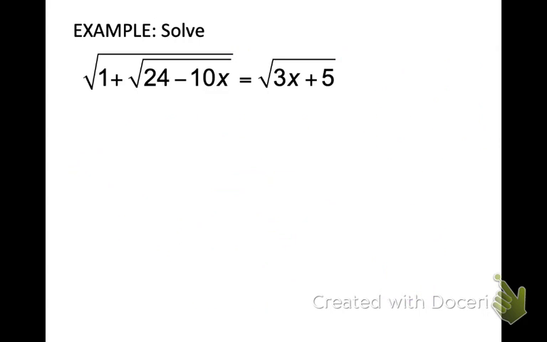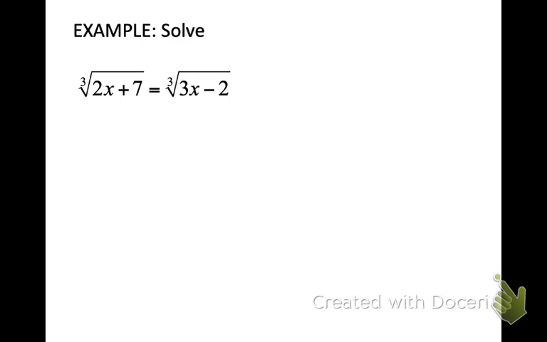All right, so cube roots is just the same process. It's just now, instead of squaring both sides, we would cube both sides. So if you have the cube root of 2x plus 7 is equal to the cube root of 3x minus 2, these are going to be our favorite ones because I just cube, and then I'm left with just the radicands: 2x plus 7 equals 3x minus 2, which gets us x equals 9.